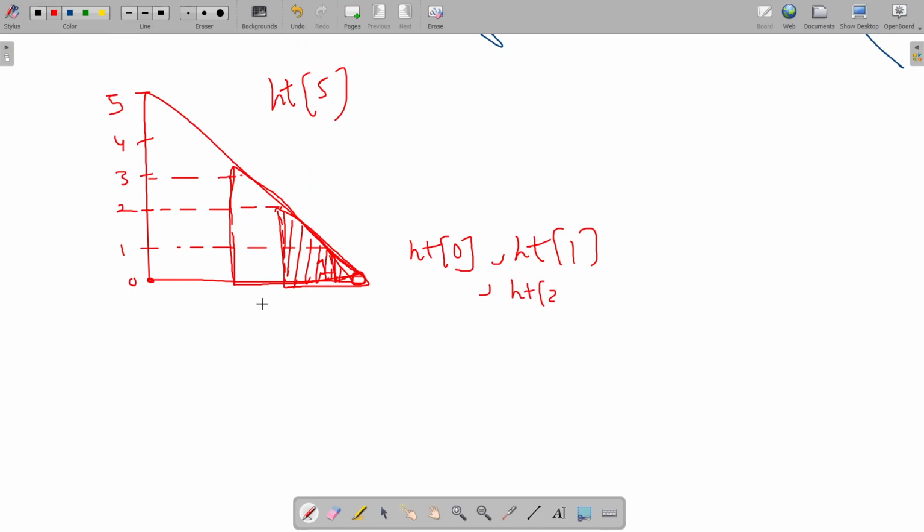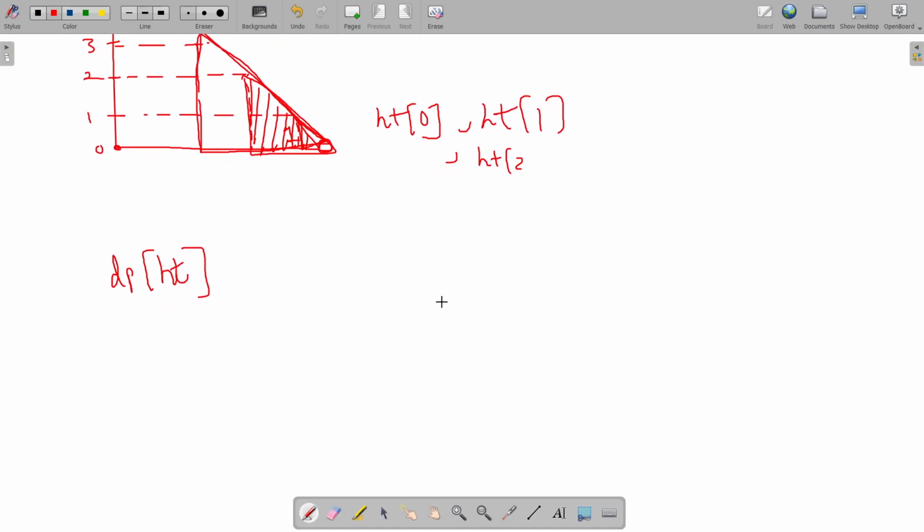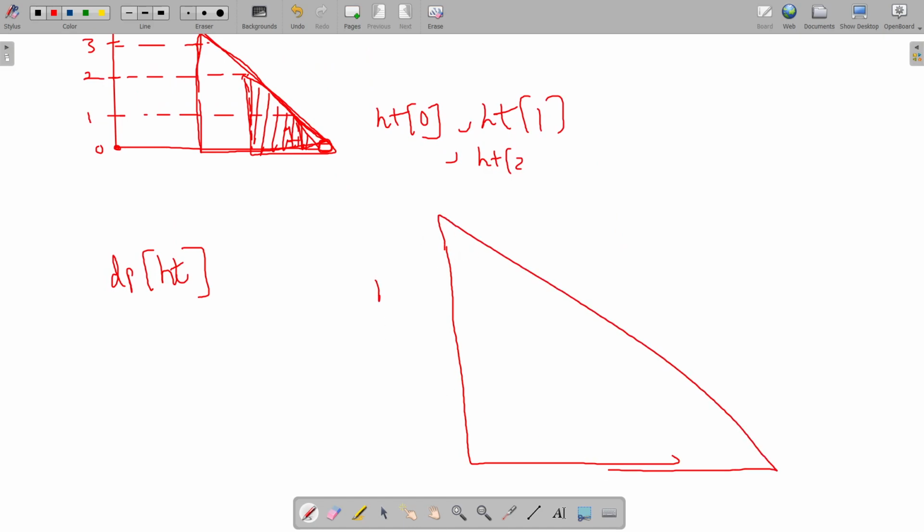So let's try to solve this DP. Suppose we want to find the value of dp of height. That means that this was our original big triangle of length k, and dp of height will mean that we are looking at this particular portion of the isosceles triangle. Okay, this triangle. So in this region, what's the minimum cost to remove all the elements? So here we have two choices.